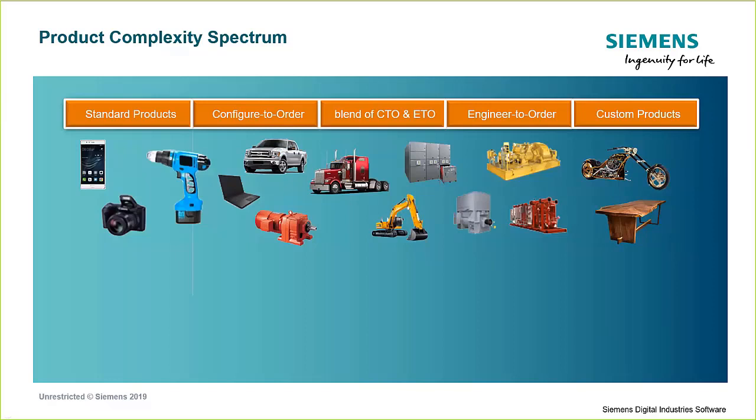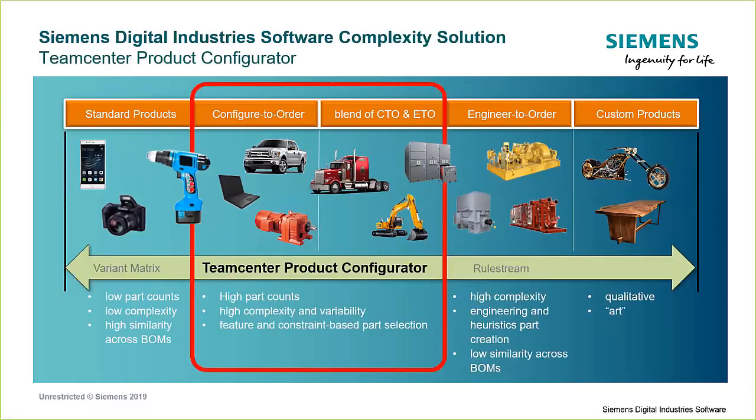All right, so that gives a preview or an overall view of what the complexity spectrum looks like. Now, from a Teamcenter standpoint, although we offer solutions in a seamless fashion across that entire product spectrum, the focus of the presentation today is mainly going to be around Teamcenter Product Configurator. We'll highlight a little bit about Variant Matrix, highlight a little bit about RuleStream. So those CTO, those configured order products, they have a large number of parts, and when combined in an assembly, create a complicated system.